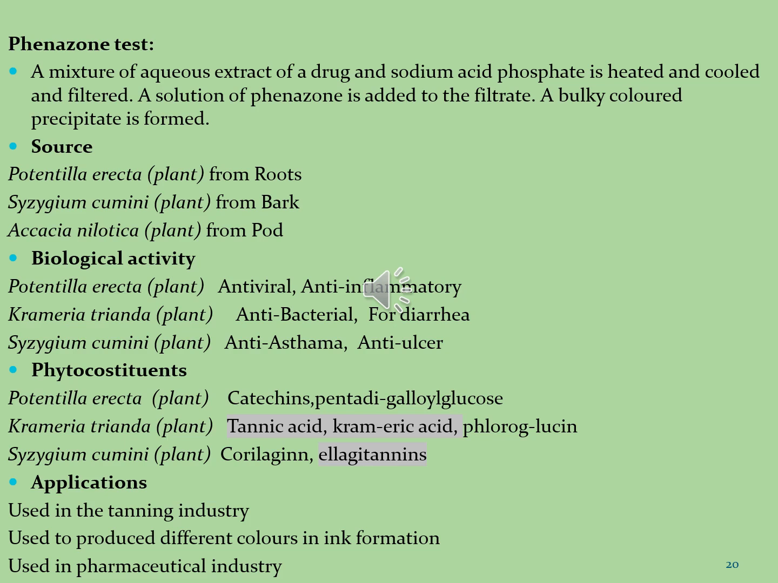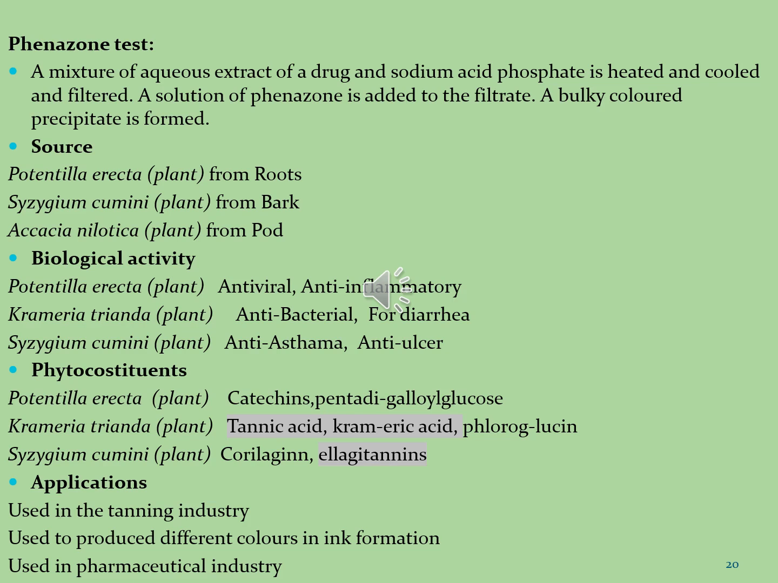Tannins are found in most parts of plants. These plants are Potentilla erecta, in which tannins are found in the roots. The second plant is Syzygium cumini, in which the tannins are found in the bark. The next plant is Acacia nilotica, in which the tannins are found in the pod.